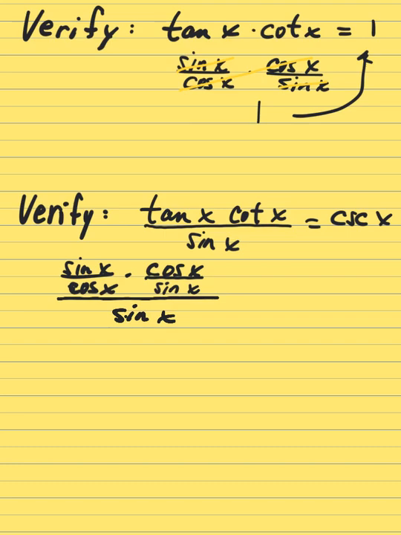Much like we did in the example above. In fact, it's identical in the numerator. Those will all cancel down to a 1. And that reduces to 1 over sine x. And that is equal to cosecant due to reciprocal identities.